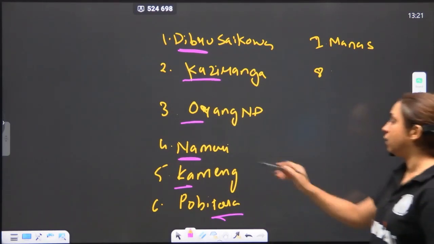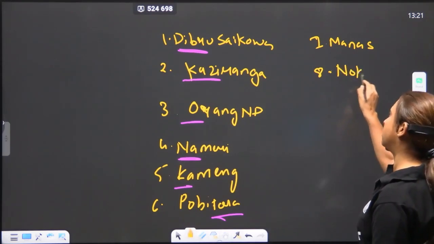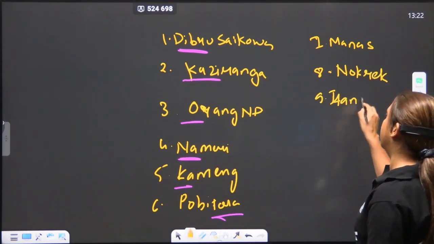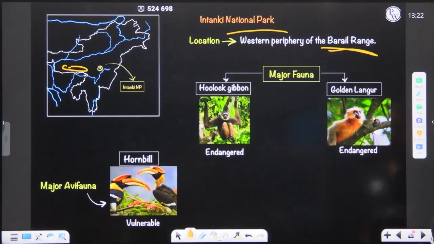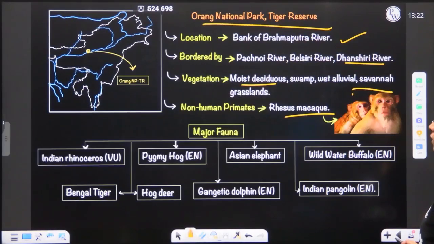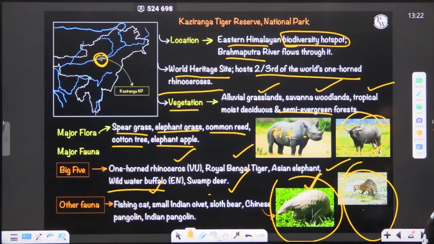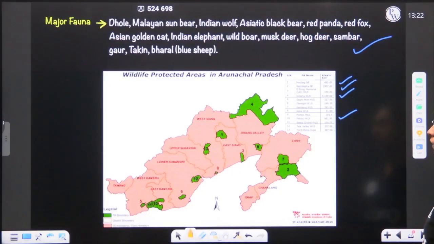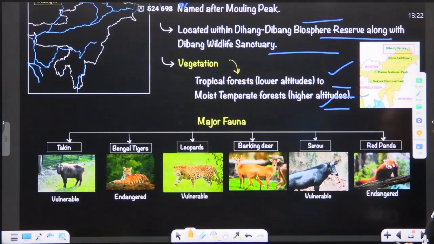That is, we have seen. We've also seen Manas. We've also seen Balpakram. We know about Manas. We have also seen Intanki National Park. Okay, so Intanki done, Balpakram done, Raimona we'll have to write, Orang we've done, Nameri we've seen. You've seen Manas Biosphere Reserve, Kaziranga Biosphere Reserve. Dihing Patkai we'll have to see.